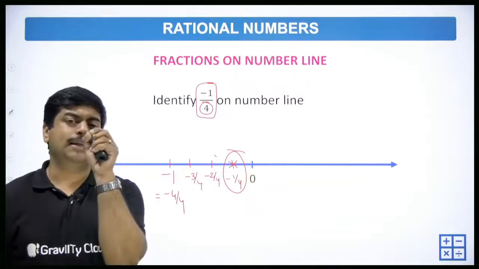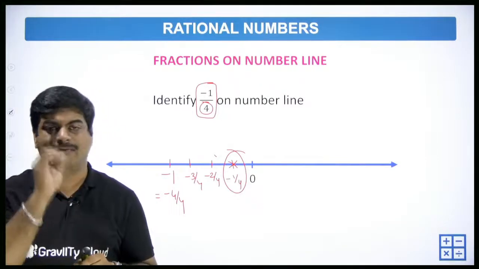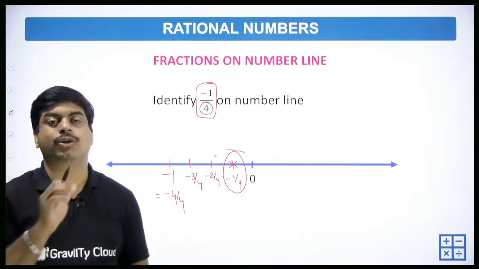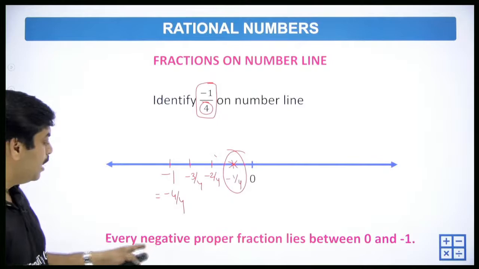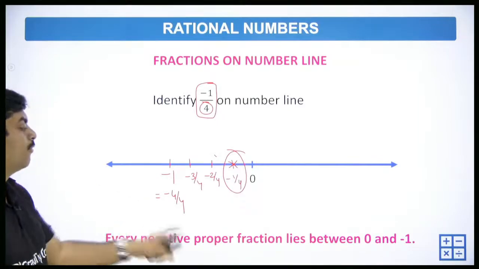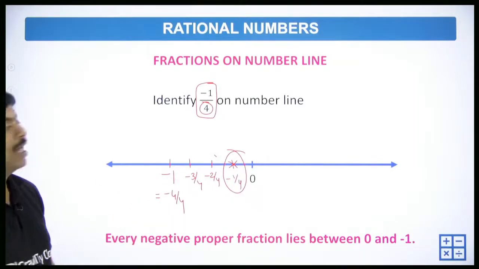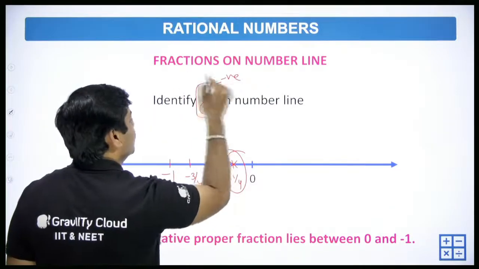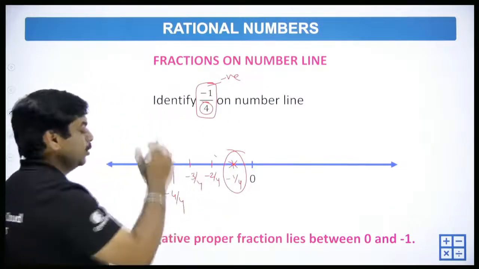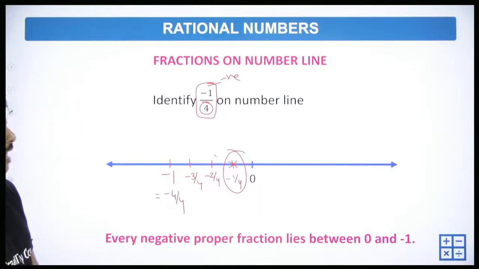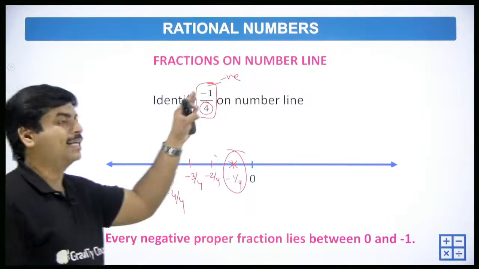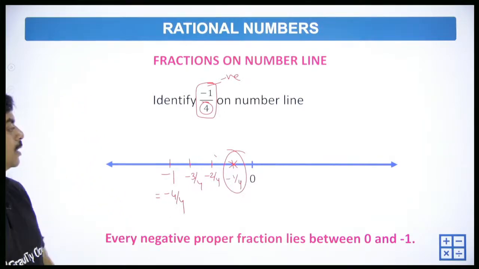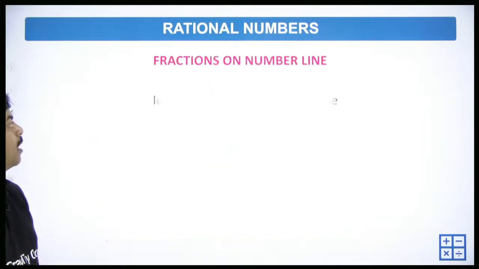A proper fraction, whether positive or negative, always lies between 0 and 1 or between 0 and minus 1. Every negative proper fraction lies between 0 and minus 1. Okay. So moving ahead to the next question.